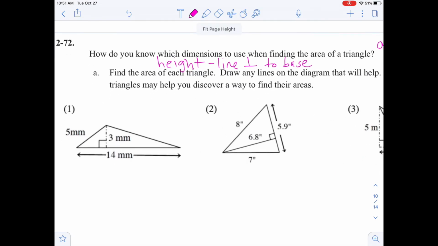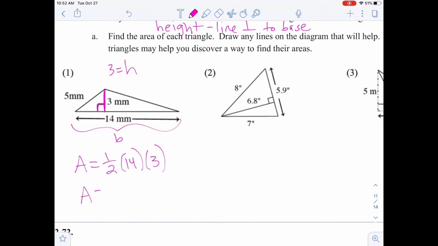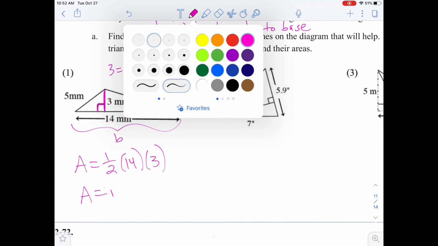So in example 1, 3 is going to be your height because it's perpendicular to that base. So 3 is your height, and then your base is going to be that 14. So the area is half your base, which is 14, and your height, that is 3. And so then when we calculate that, half of 14 is 7.